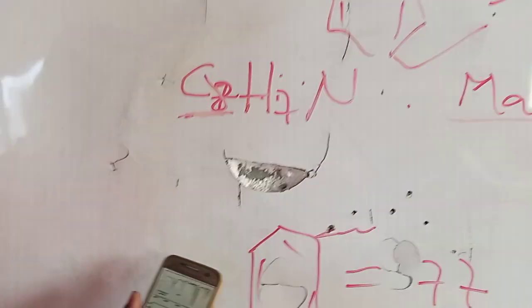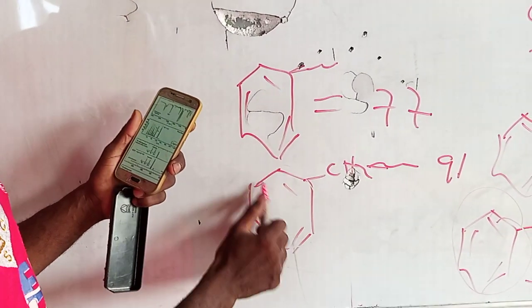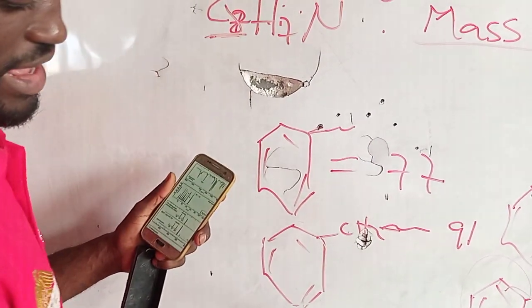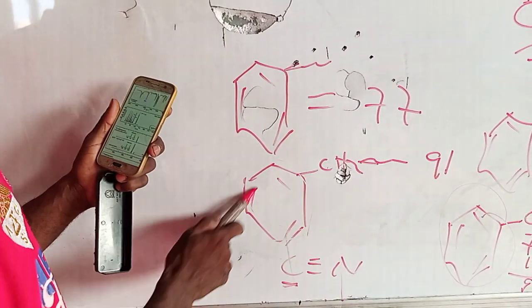8 carbons. Let's see. How many carbons have we gotten here? 6 carbons for benzene, 7. And remember the triple bond there from the IR, 8. So the number of carbons that we are looking for adds up, because 1 carbon, 6 plus this, 8.